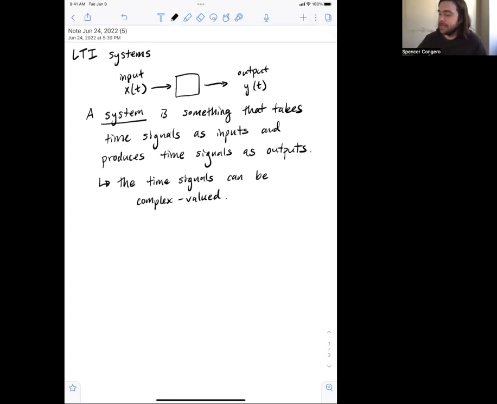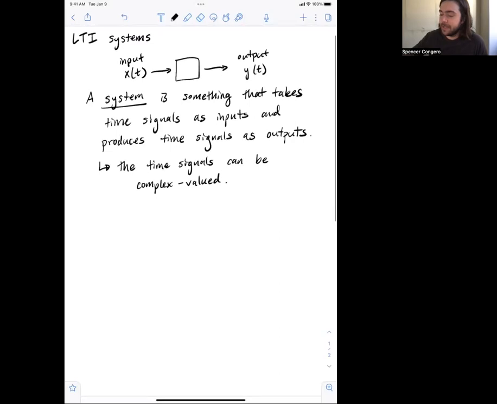All right, so now on to the LTI part. And LTI, as I said, is two properties. One of them is the L, which stands for linearity, and the TI stands for time invariance. So LTI systems are systems that are both linear and time invariant.